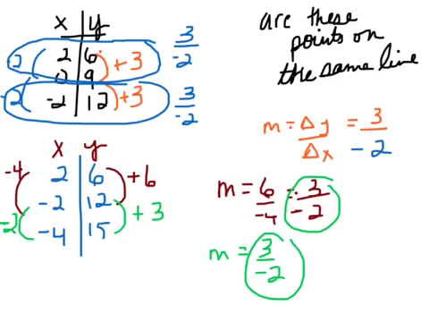Now, not all of them are always going to be the same. I know these are on the same line because they have the same slope. Okay? So, yes, these are on the same line. They have the same slope. That's what I need to get out of this.